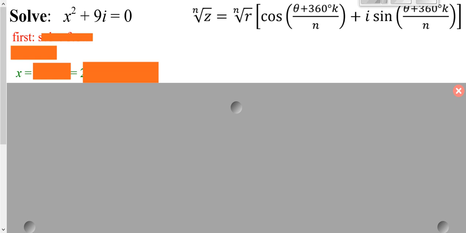So one last problem here. We need to solve this for x. Well, to solve it for x, you'd want to get x by itself. So you'd have to subtract your 9i from both sides. And then you'd have to take the square root.